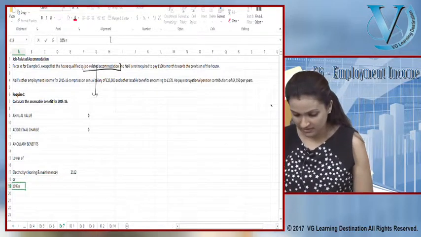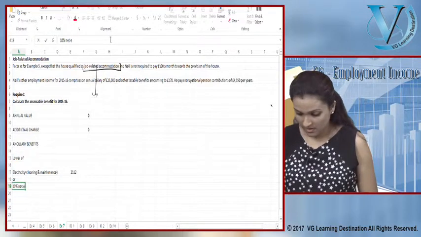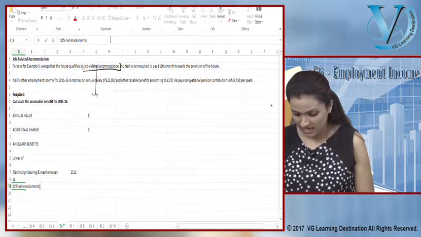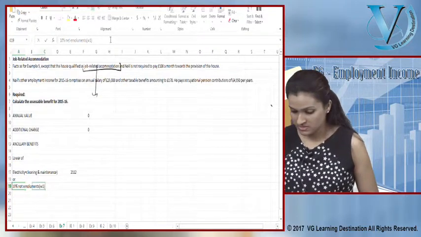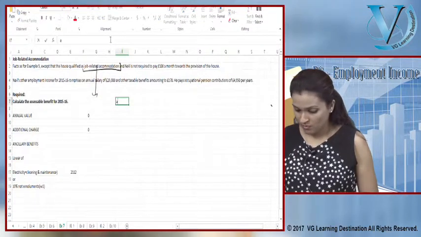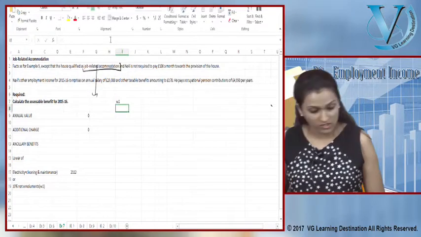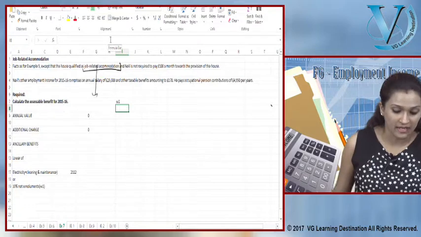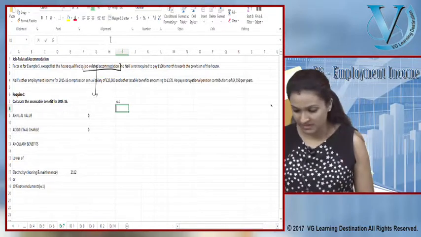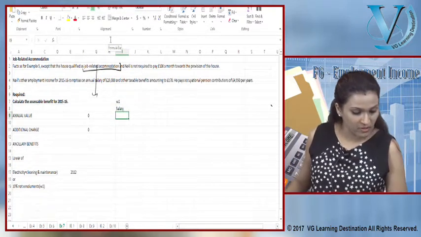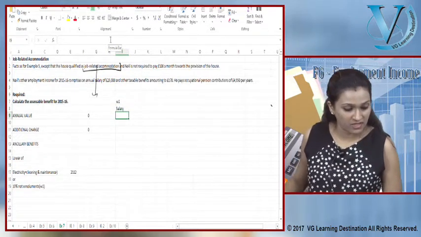So this, or 10% of net emoluments. Let's do this with the help of a working 1. Let me just calculate it here for you. Working 1, which is equals to, let's calculate the benefit value, the net emoluments. We first obviously begin with the salary. Salary is how much? A salary given to us is 25,000 in the question.